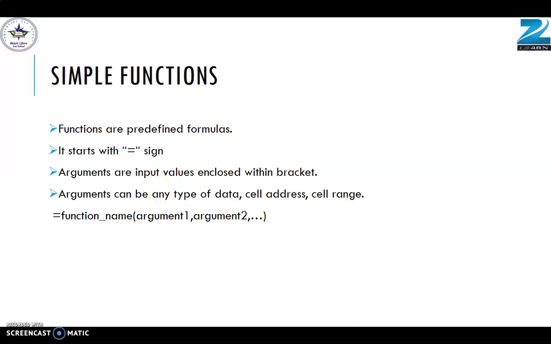The next, simple functions. Functions are predefined formulas. It starts with an equal to sign. Arguments are input values enclosed within brackets. Arguments can be any type of data, cell address or cell range. Here the structure of a function is given: equal to, then function name, then in brackets the arguments.